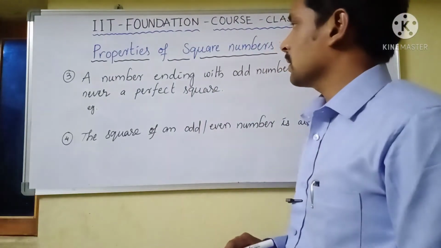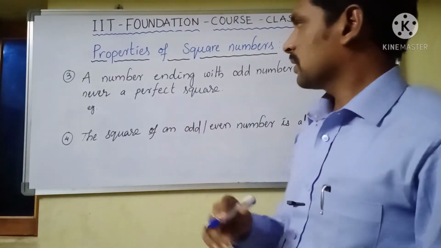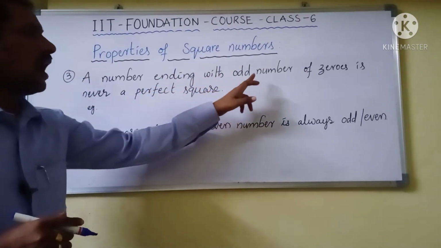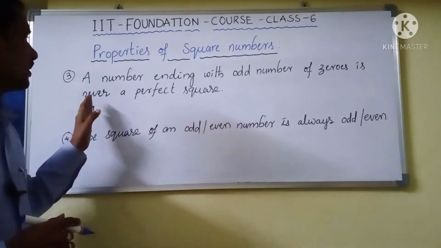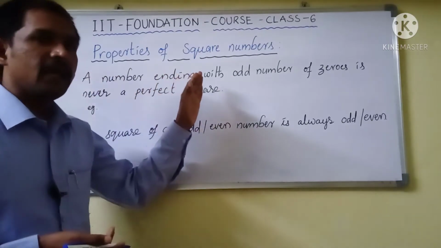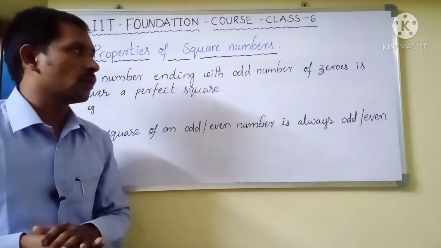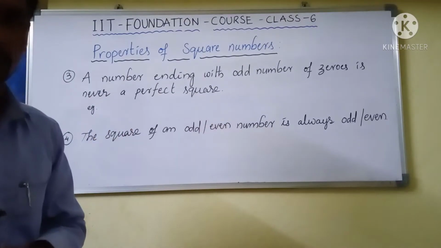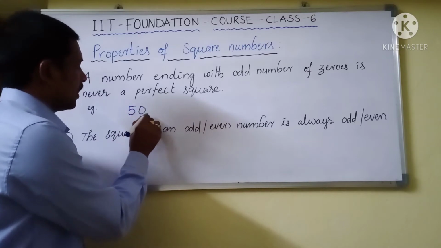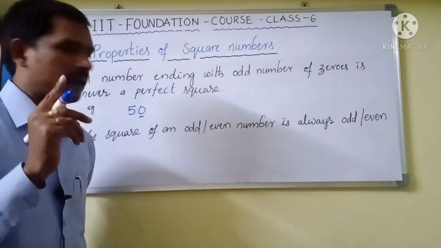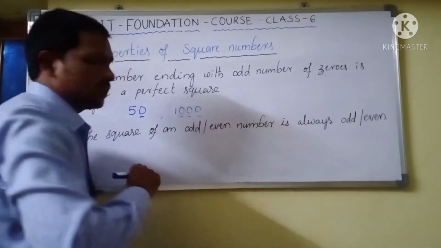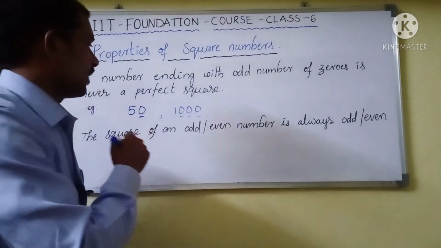We are going to discuss property number 3: a number ending with an odd number of zeros is never a perfect square. Once again, a number ending with an odd number of zeros is never a perfect square. That means, suppose 50 is there: here only one zero, which is an odd number. 1000 has 3 zeros, which is an odd number.